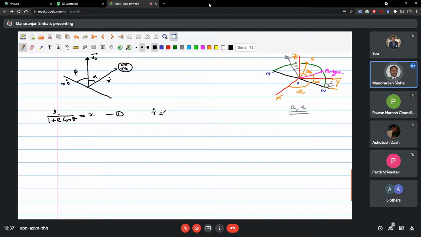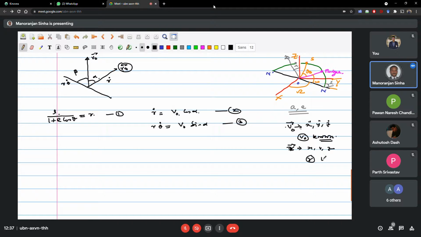So we have R dot equal to V0 cos alpha, and R theta dot, this is V0 sin alpha. Because the components of V are given, V vector is given to you initially, which consists of x dot, y dot, z dot. So V0 is known to you. This is a known quantity. Similarly, the R vector is given, so your x, y, and z is known, and therefore R is also a known quantity.